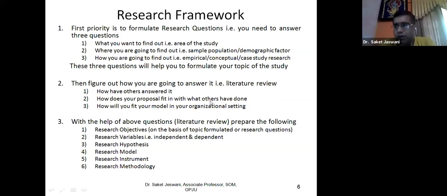Okay. So this is the basics of the background for conducting a research work. I hope everybody is clear. If you have any doubt, please ask.